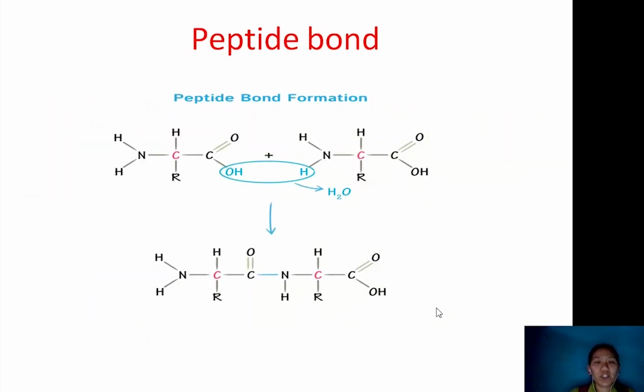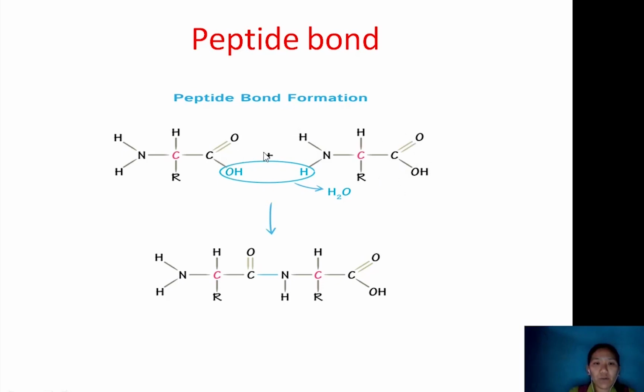Let's first talk about the peptide bond. Peptide bonds are the bonds formed between two amino acids. This is one amino acid and this is the second amino acid. In the first amino acid we have an amino group and a carboxyl group, and again here an amino group and a carboxyl group.